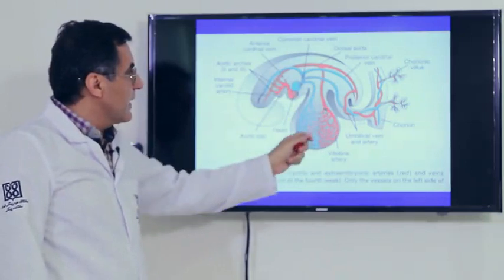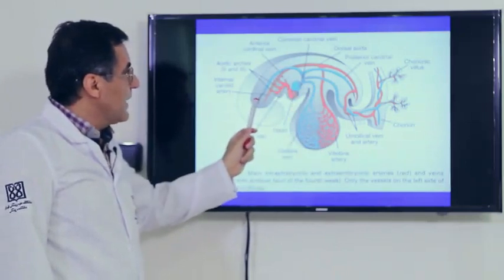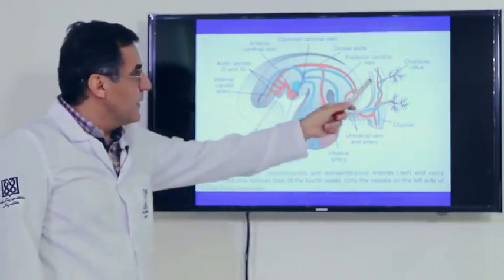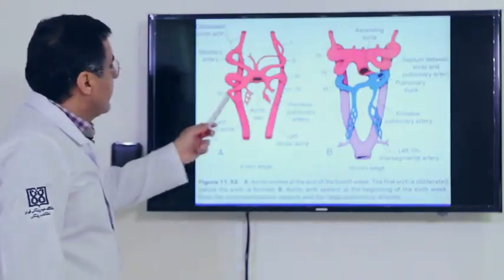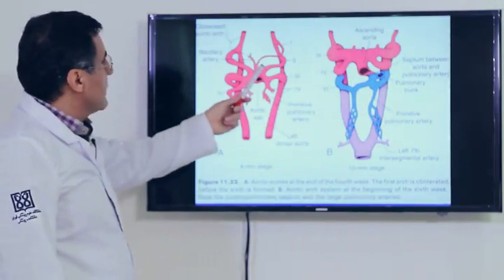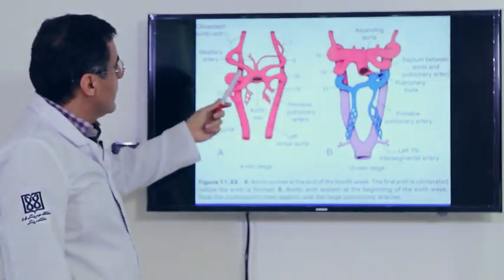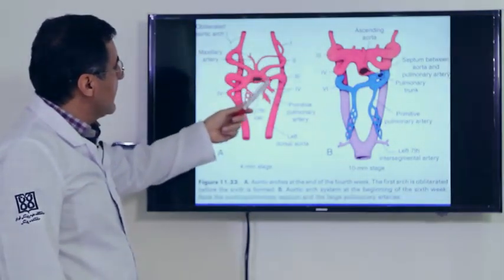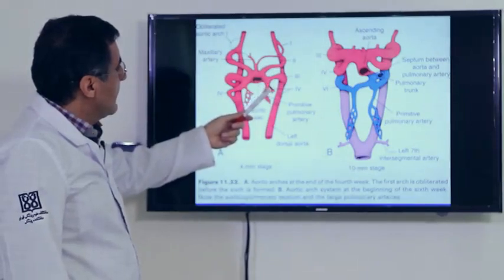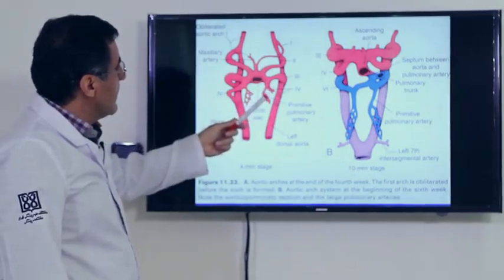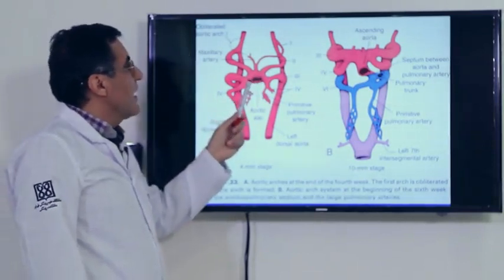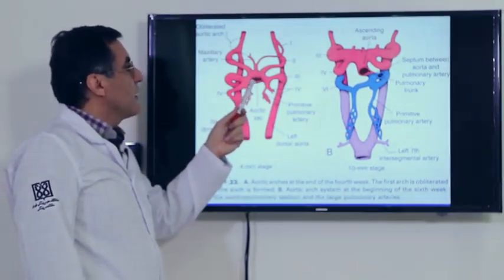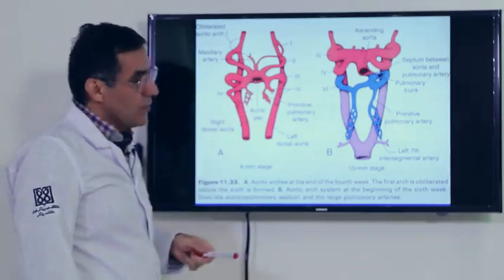This is a yolk sac, the future head and the future tail of the embryo, and here is a placenta. This is aortic arch formation, and you can see here the first, second, third, fourth and sixth aortic arcs, and here is the aortic sac, the uppermost part of the truncus arteriosus.